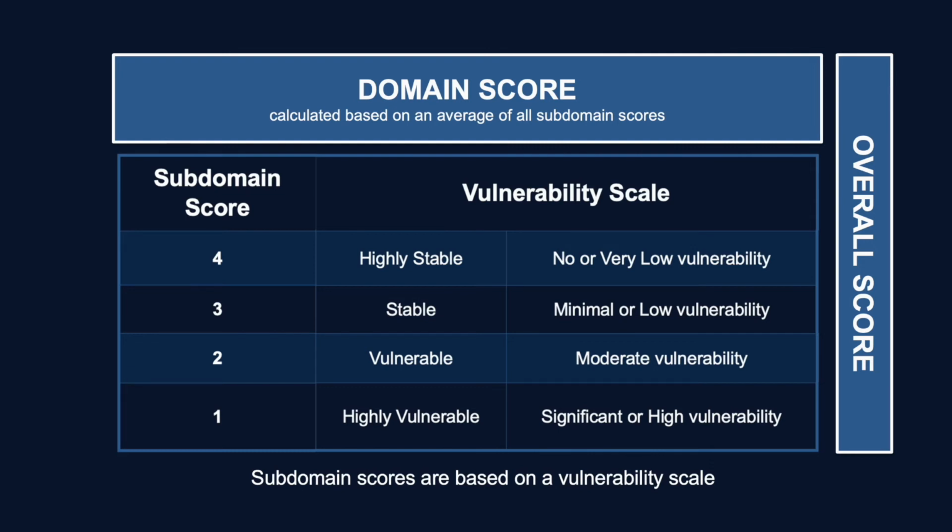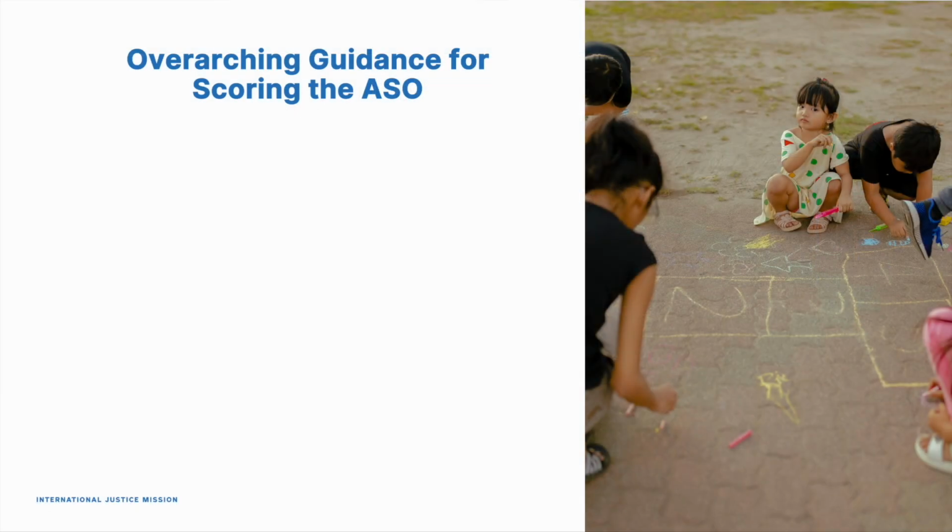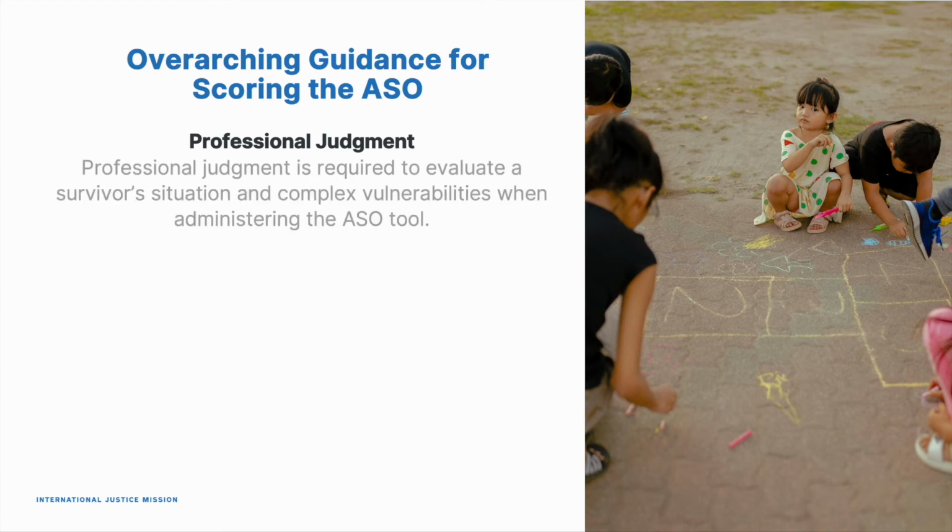The overarching guidance for scoring the ASO. 1. Professional judgment. Professional judgment is a process of gathering and considering critical information, reflecting and consulting with others, like supervision, in order to make strong decisions and document key points in the notes section of the ASO tool to communicate the rationale for decisions.